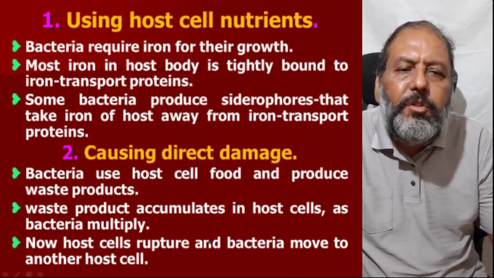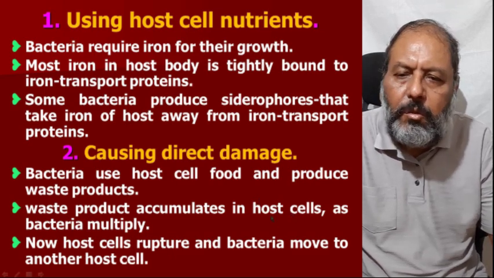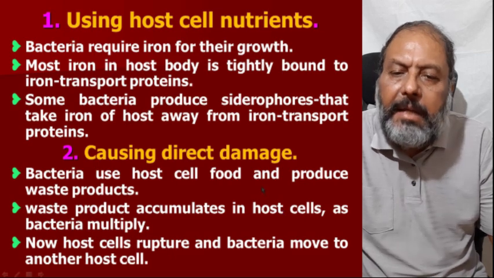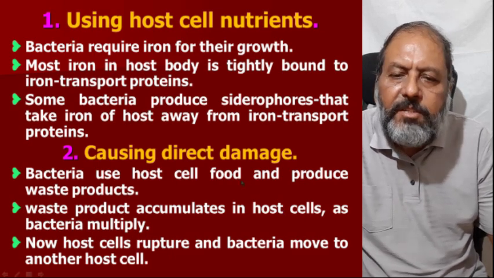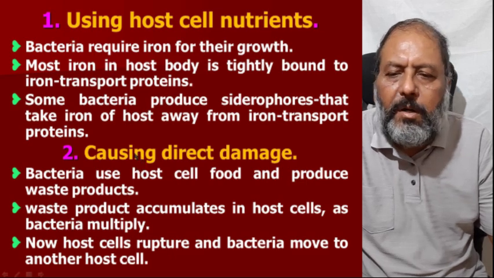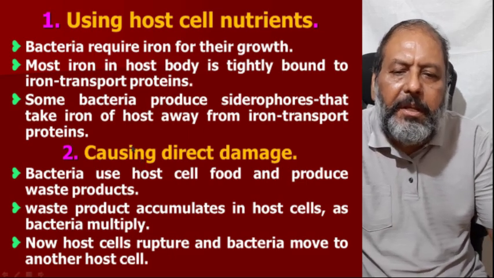So number one, using the host cell nutrients. Bacteria require iron for their growth. Most iron in the host body is tightly bound to iron transport proteins. Some bacteria produce siderophores that are capable of taking the host's iron away from the iron transport proteins.